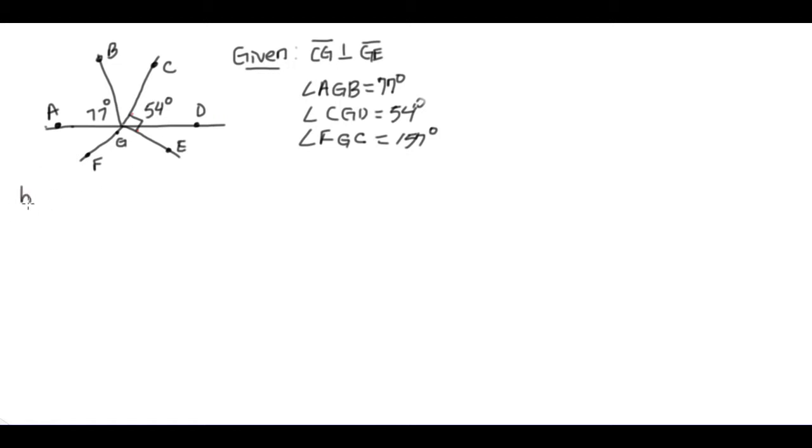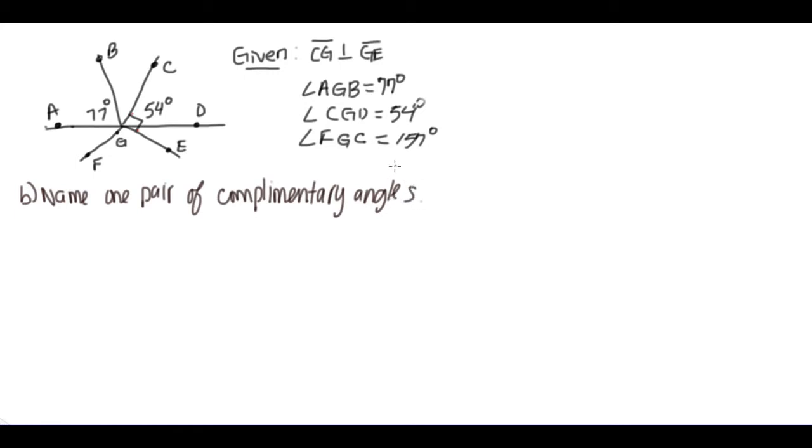Okay, now let's name one pair of complementary angles. So remember, complementary angles are two angles that add up to 90 degrees.